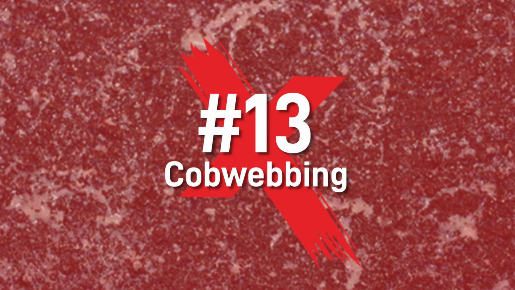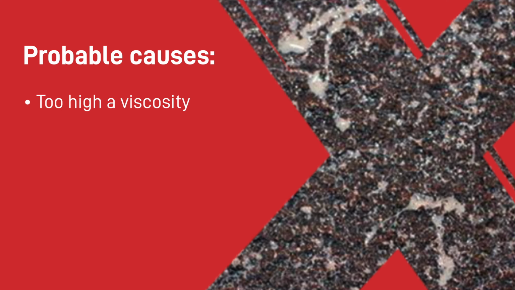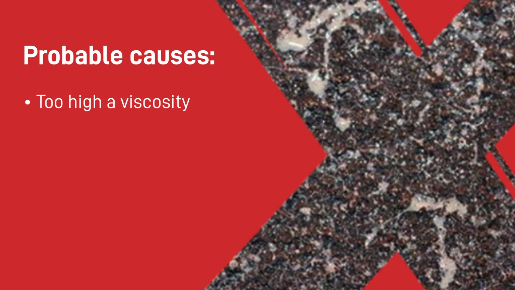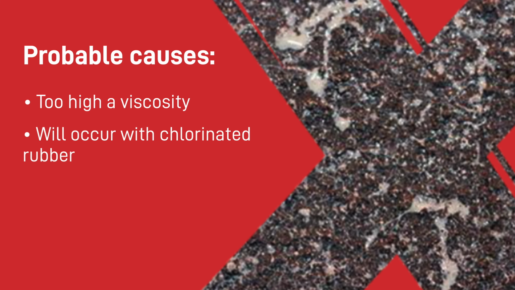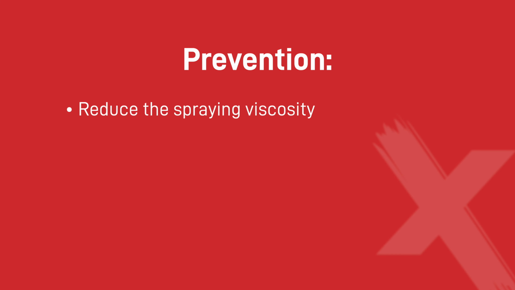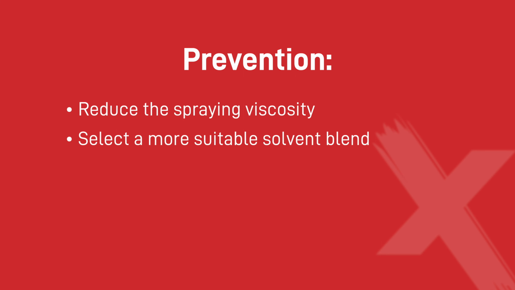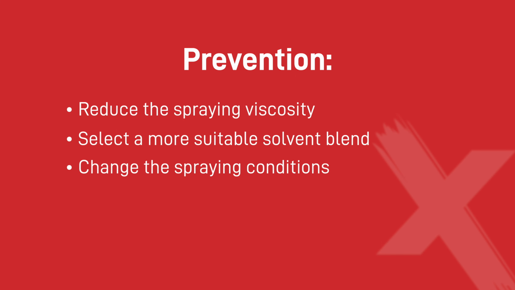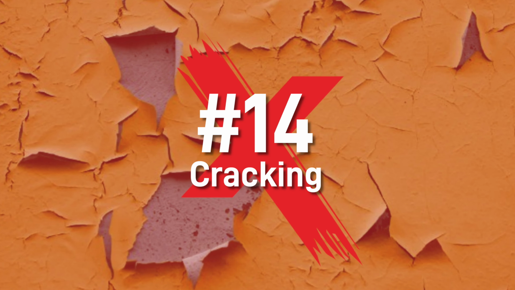At number 13 we have cobwebbing. A probable cause could be too high a viscosity with some types of polymer. Cobwebbing will occur with chlorinated rubber paints at almost any viscosity. By reducing the spraying viscosity, selecting a more suitable solvent blend and changing the spraying conditions, you can prevent cobwebbing from happening.